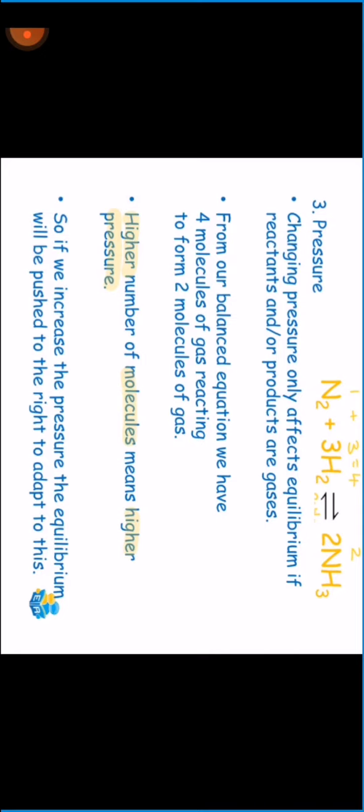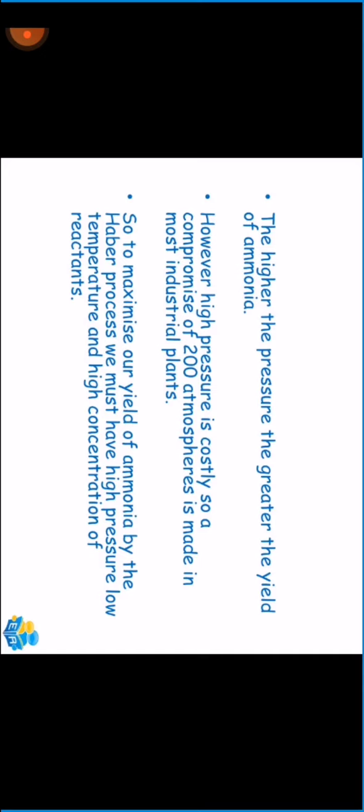As we've already said in earlier videos, if you increase the pressure, the side of the reaction that has the least number of molecules will be favoured. So here, if we increase the pressure in our reaction, we know that the product side will be favoured because it only has 2 molecules, where the reactant side has 4. So basically, the higher the pressure, the greater the yield of ammonia.